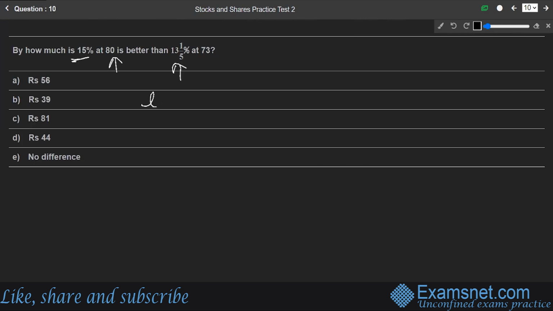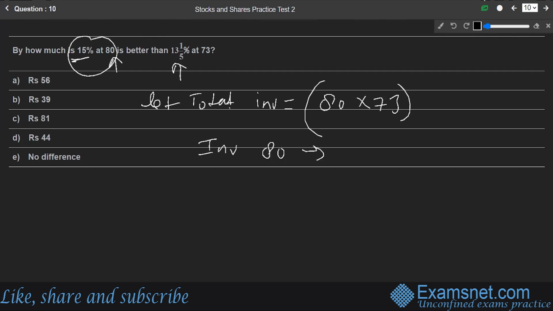So let us assume first thing. Let's say the total investment is 80 into 73. This is the total investment we have assumed. Now, let us find the dividend received from the first scheme, 15% at 80. If you invest 80 rupees, you're going to get a dividend of 15 rupees. If the investment is 1 rupee, the dividend will be simply 15 by 80. That is a simple unitary method.